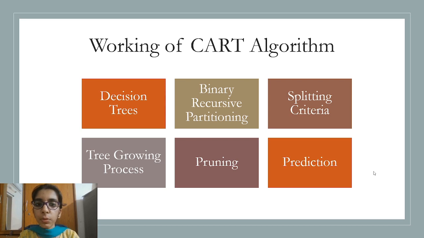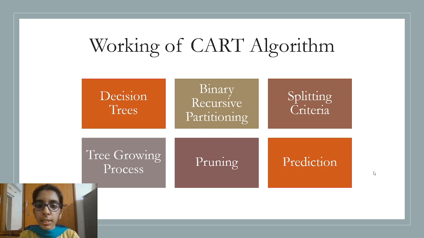The steps involved in the working of a CART algorithm include decision trees, binary recursive partitioning, splitting criteria, tree growing process, pruning, and prediction. Now, coming to the first, decision trees. The fundamental building block of CART is a decision tree, a hierarchical structure resembling an upside down tree. Each node represents a decision point based on a feature in the data. Branches stemming from a node represent possible outcomes of that decision, leading to further decision points or leaves at the end, signifying predictions.